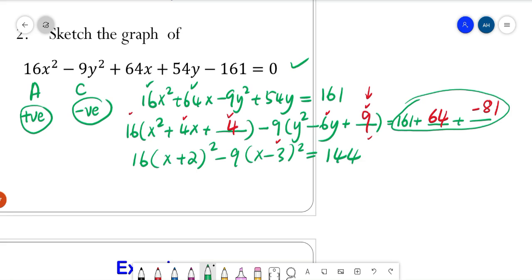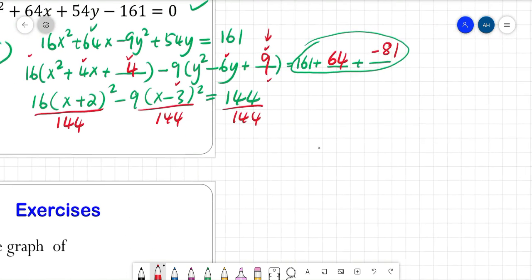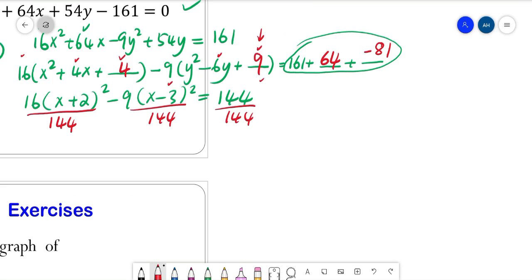Now is this in standard form yet? Not yet. What we have to do is make the right hand side equal to 1. So we have to divide by 144. This term also we have to divide by 144, and this term also we have to divide by 144. If we do that, what we have now is (x plus 2) squared over 9.